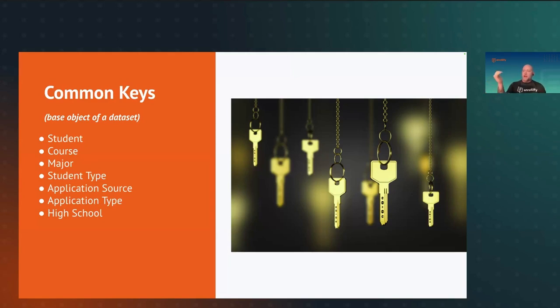Same way here, I may not be able to go from course to high school, but if I have this relationship diagram, I can see, well, if I have a course, I know who's enrolled. I can look at the student then. Once I have the student, I can look at the application, and on the application is the high school.